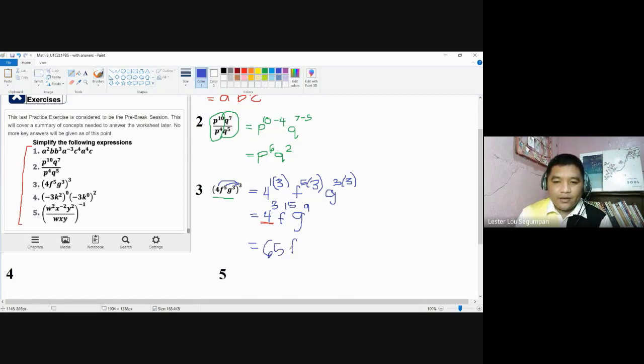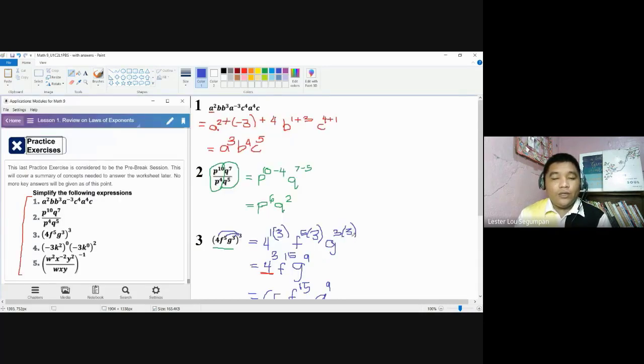And then copy the other terms, f to the power of 15, and then you have g to the power of 9. This is the result for number 3. So as you have noticed, each of the expressions here will use different types of laws. You have here the multiplication law, division law, and the power law. As to the next, probably we also meet other laws, and some of it may also use a combination of the rest.